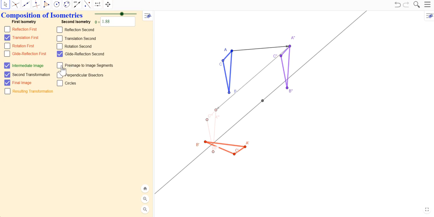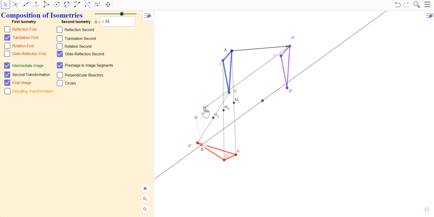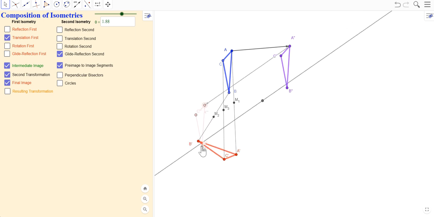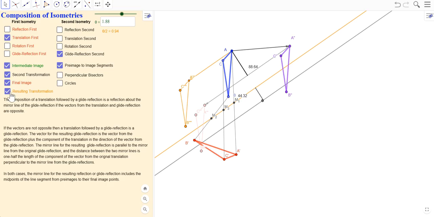So we can see that by connecting up pre-image to image points, finding those midpoints, which we can see here. Let me make this a little bit easier to see. And one thing you notice about those midpoints is they are all on the same line. And that line will be the mirror line for your glide reflection.